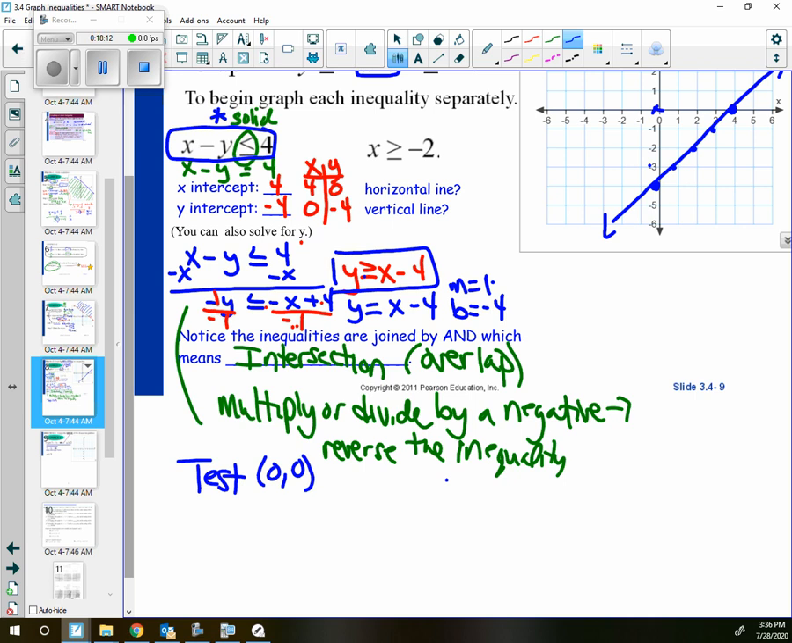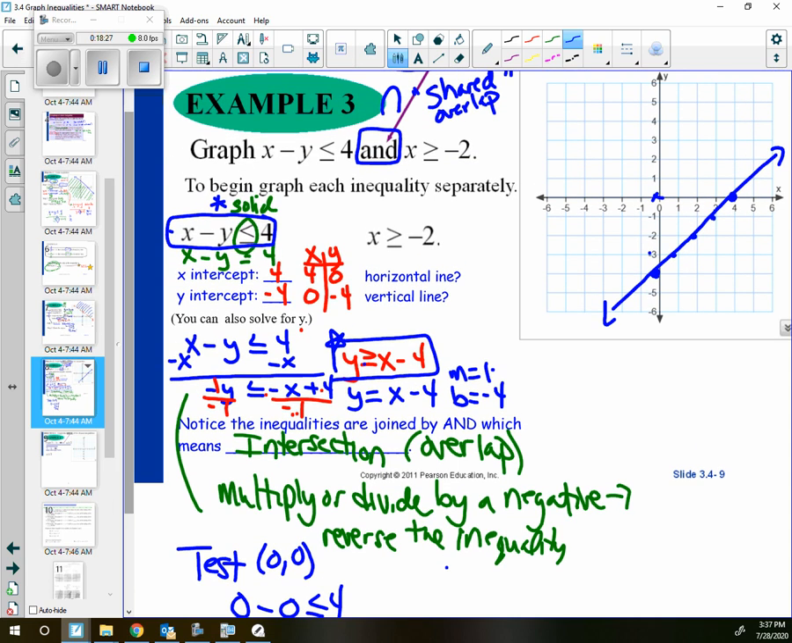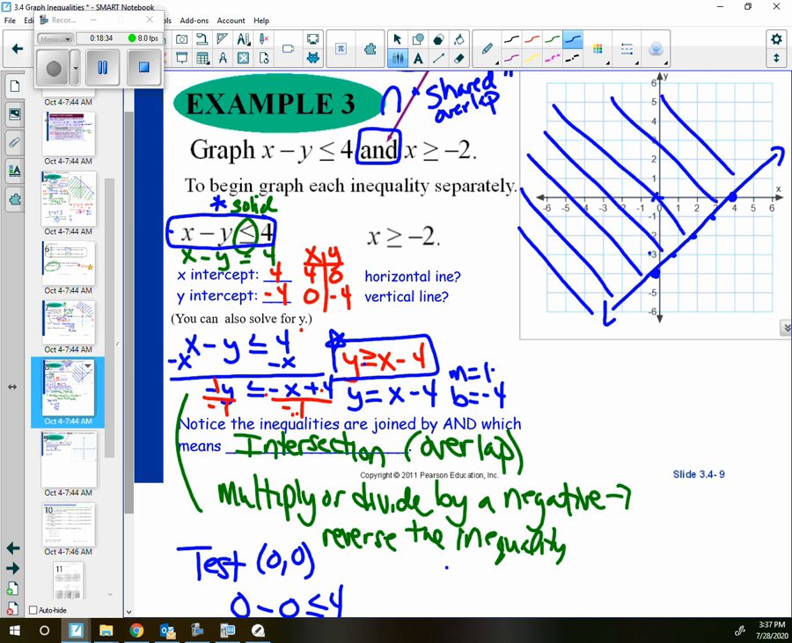If I wasn't 100% confident just looking at the inequality, you put it back in your original. So 0 minus 0, is that less than or equal to 4? Is 0 less than or equal to 4? True or false? Absolutely true. That means I shade in that direction. That ordered pair was a solution. That means every other ordered pair in that region is going to be a solution. So all of these values would be true. Okay, now we're going to do the other line.